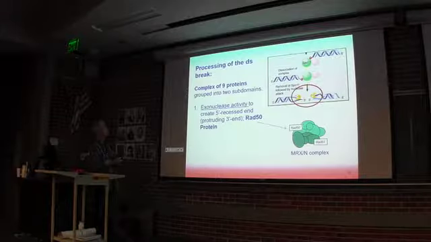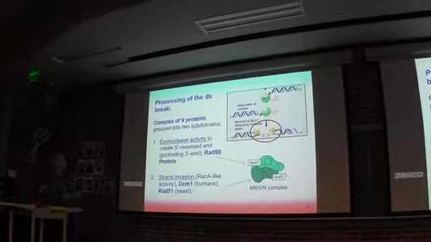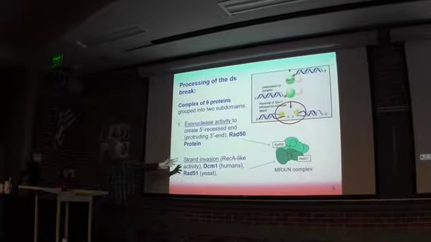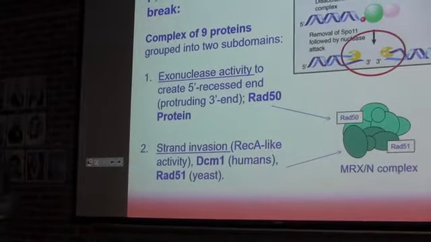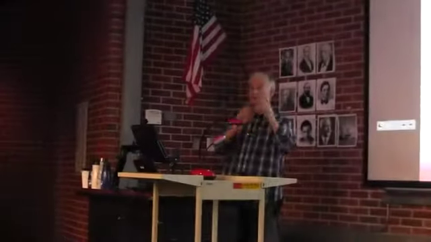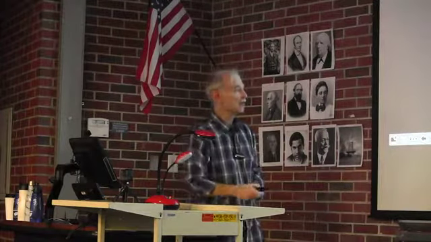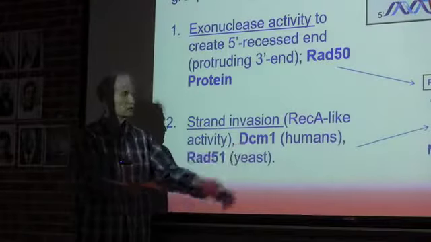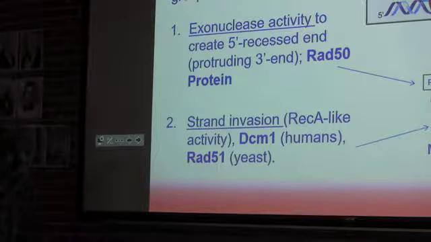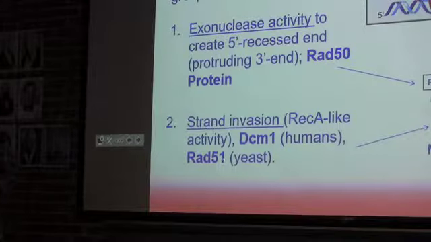A complex of 9 proteins grouped into 2 subdomains. You have your exonuclease activity, this is the RAD50. And then we have the last one we need to know here in terms of the eukaryotic model. SPO11 does the cut. RAD50 does the resection, chews back, making possible the protruding 3' end. And then you have the last one that has 2 names, depending on where you find it. In humans, it's called DMC1. In yeast, it's called RAD51.